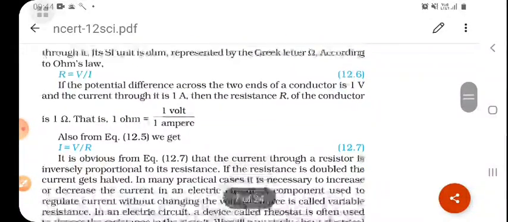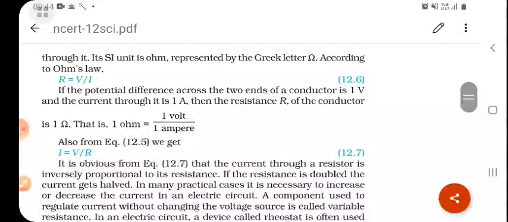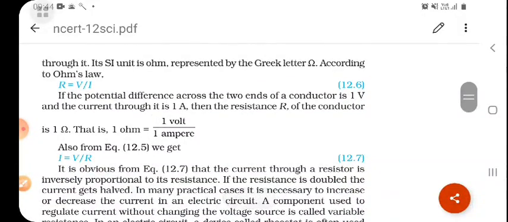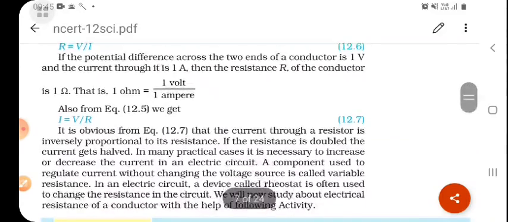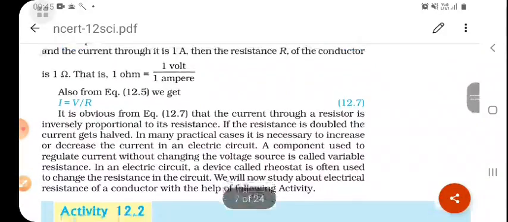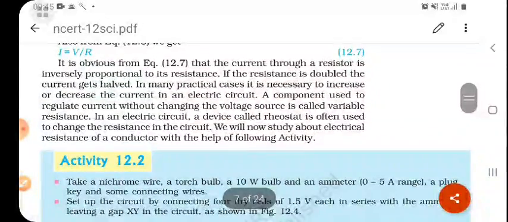R is equal to V upon I is the resistance of the circuit, and its unit is ohm. If the potential difference across the two ends of the conductor is 1 volt and the current through it is 1 ampere, then the resistance R of the conductor is 1 ohm. 1 ohm is equal to 1 volt upon 1 ampere, and that is I is equal to V upon R.